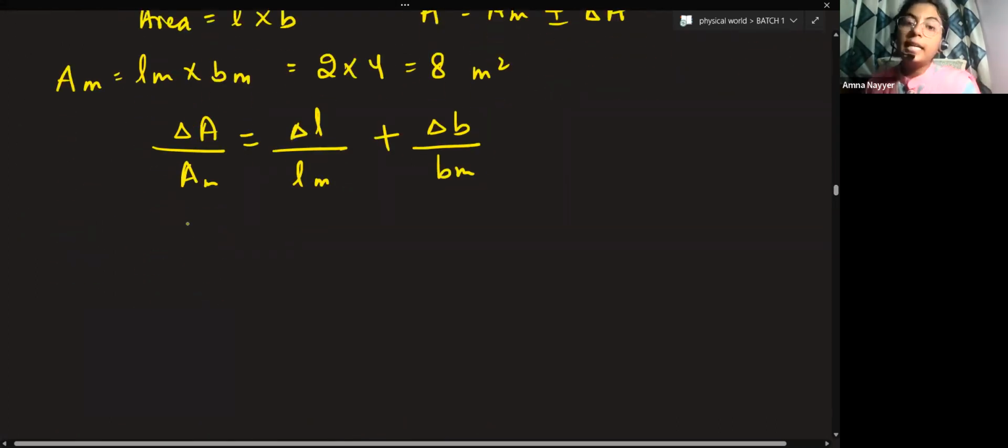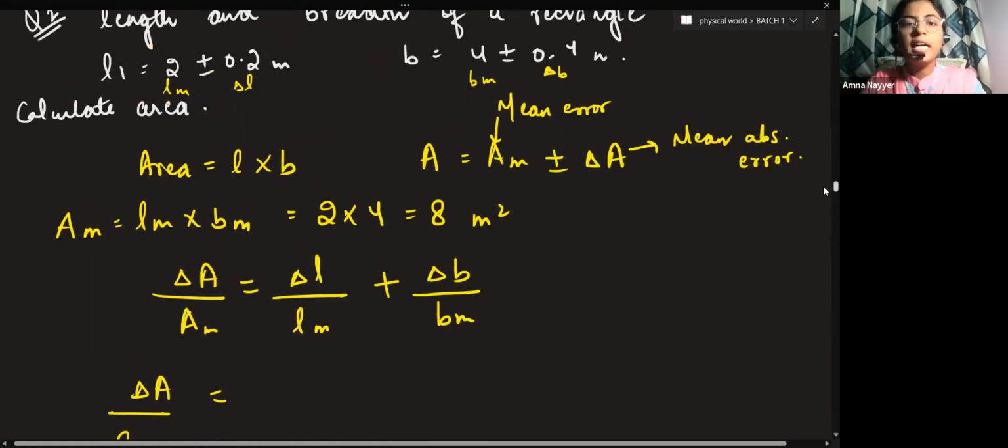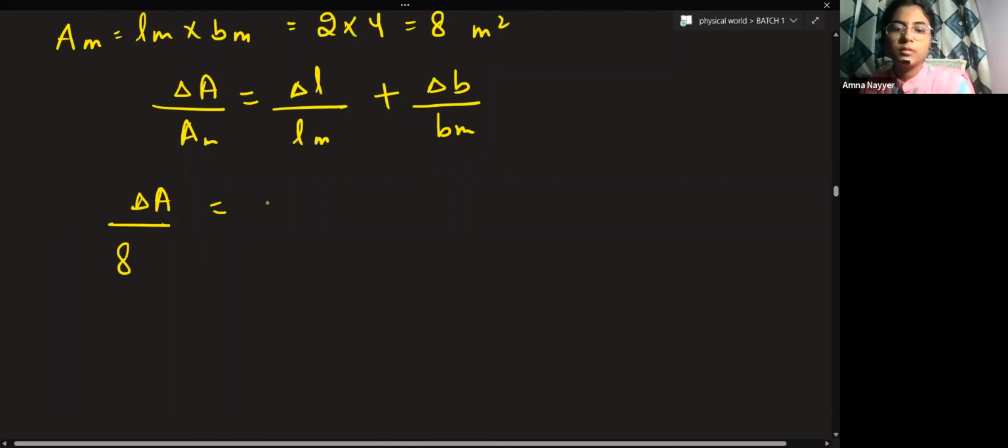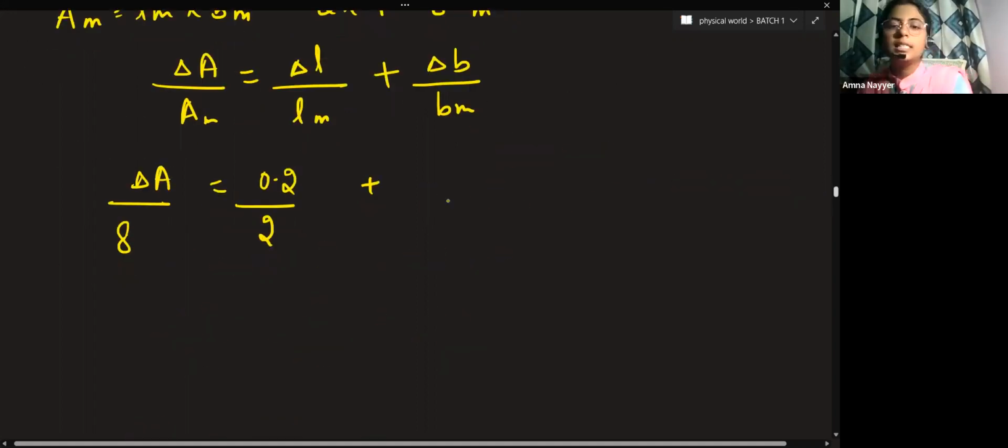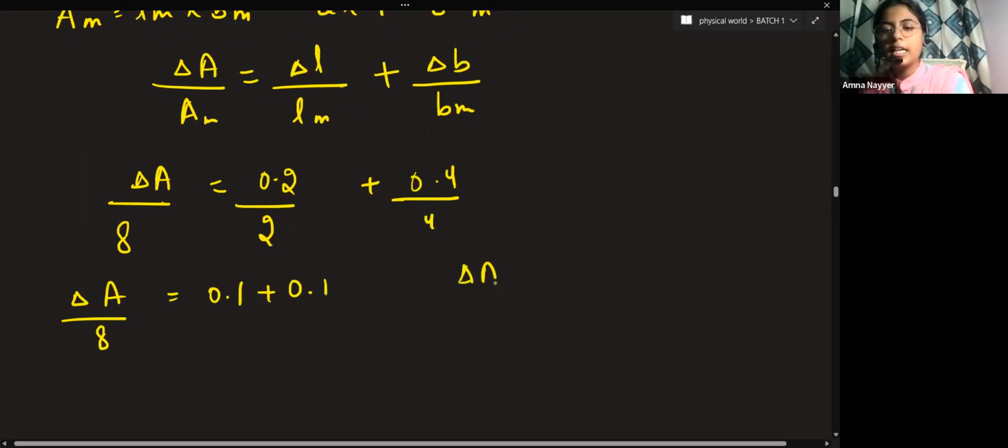Now let's put in the values. Delta A is what? Delta A we have to calculate. AM is 8, delta L is 0.2 and LM is 2, plus delta B is 0.4, divided by 4. So see, this is delta A divided by A. This is 0.1 plus 0.1. This is again 0.1. So delta A is 8 multiplied by 0.2, which is 1.6 meter square.